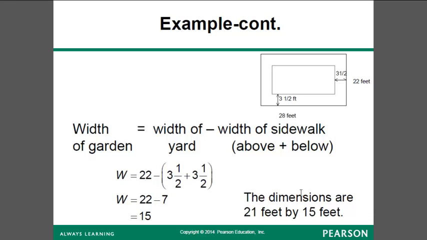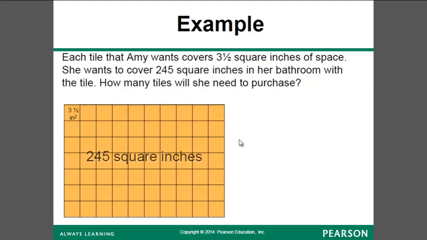Let's look at another example. Each tile that Amy wants covers 3.5 square inches of space. She wants to cover 245 square inches in her bathroom with the tile. How many tiles will she need to purchase?